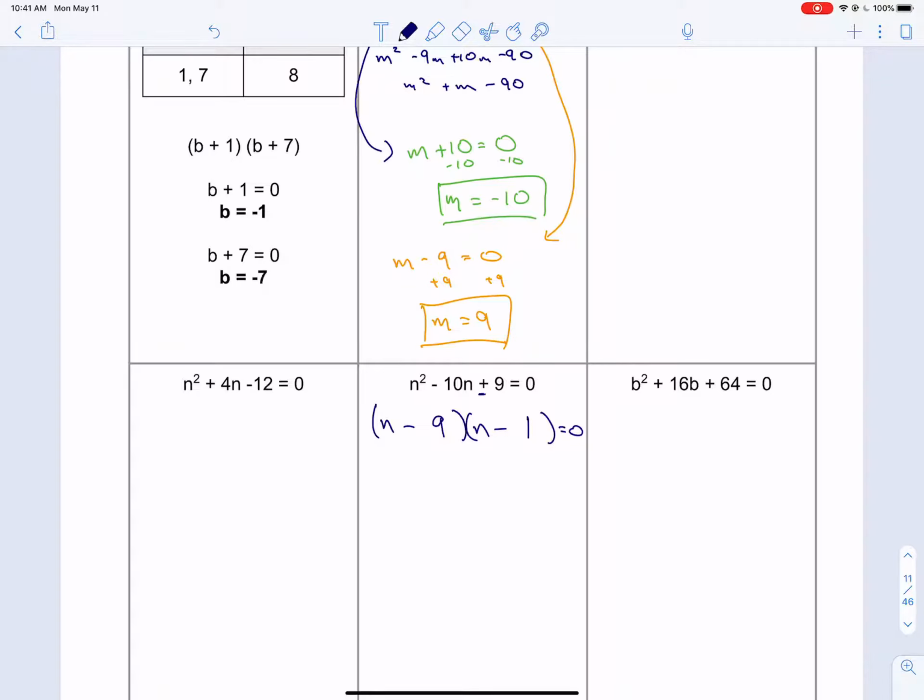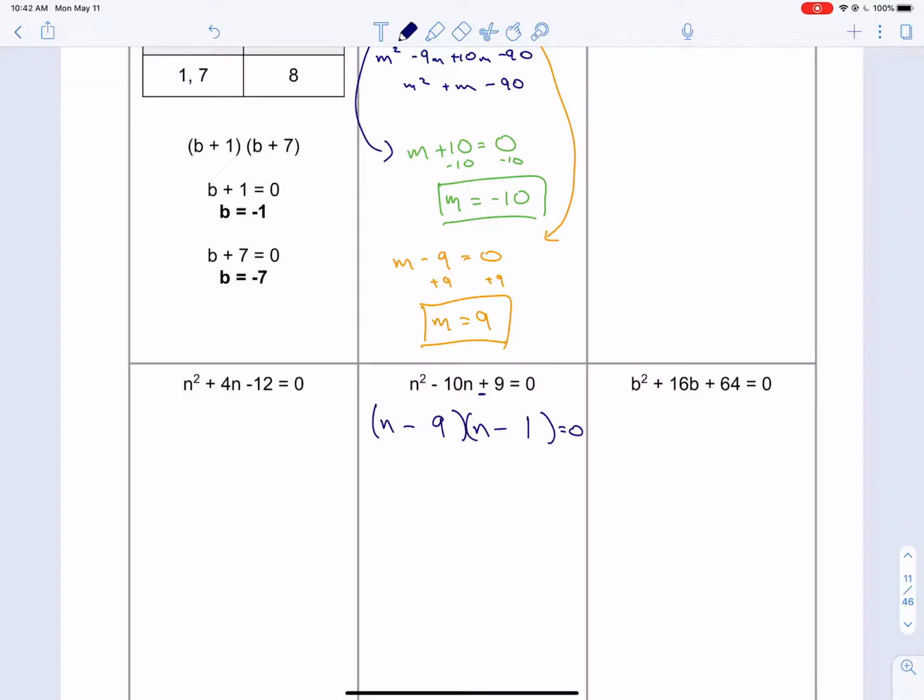Okay, so again, just mentally thinking this through. n times n is n squared. n times -1 is negative n. And then -9 times n, we put those together, we get -10n. And then the last number is -9 times -1, which gives us +9.